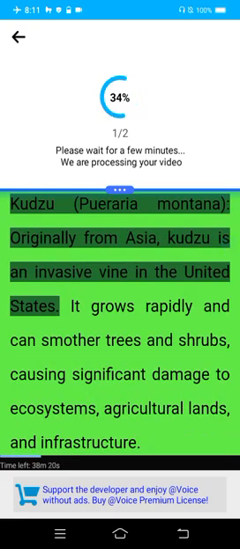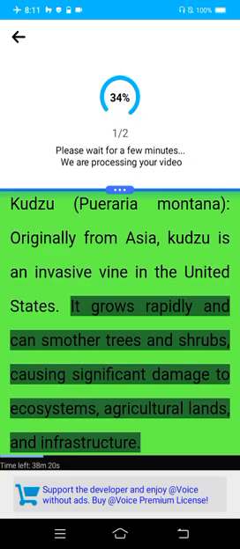Kudzu, Pueraria montana, originally from Asia. Kudzu is an invasive vine in the United States. It grows rapidly and can smother trees and shrubs, causing significant damage to ecosystems, agricultural lands, and infrastructure.